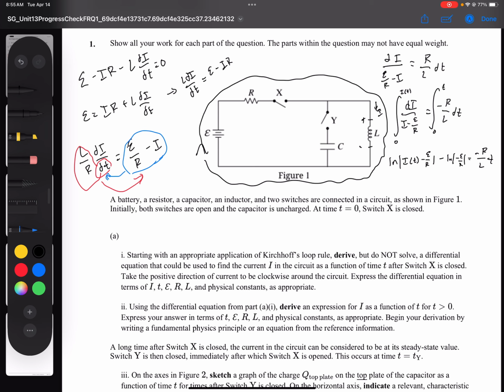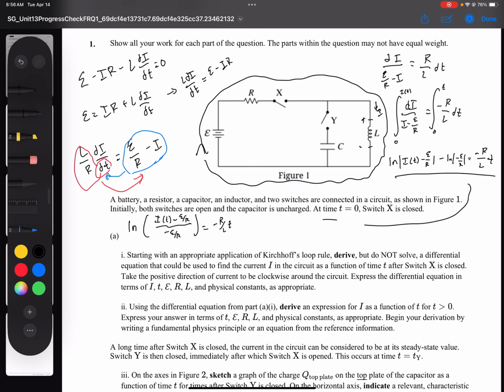All right. So now what I'm going to do is combine these two natural logs here. So now I'm moving from here to over here, and I have ln of I sub t minus epsilon over R, divided by negative epsilon over R, and that equals negative R over L times t.